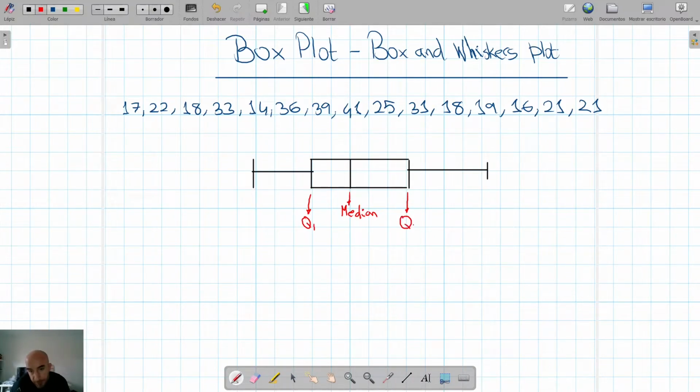This box over here represents the first quartile, and this box over here represents the third quartile. Remember that once you've divided the numbers with the median, you have a lower half and an upper half. The first quartile is like the median of the lower half, and the third quartile is like the median of the upper half. And then this is the minimum value, and this is the highest value.